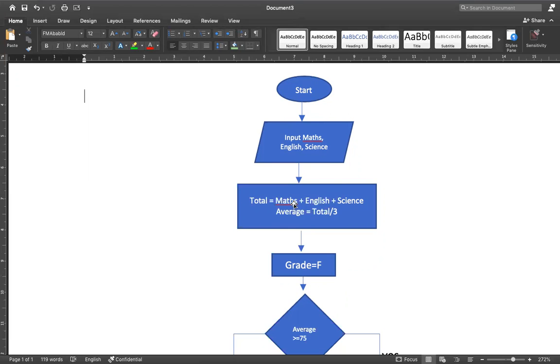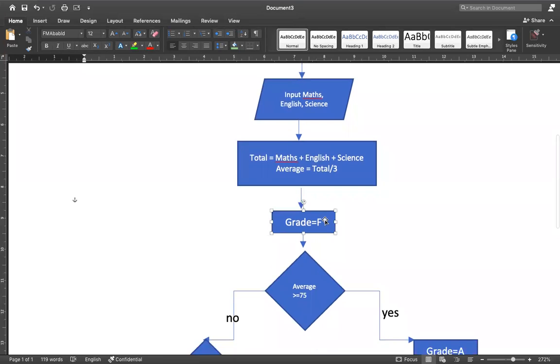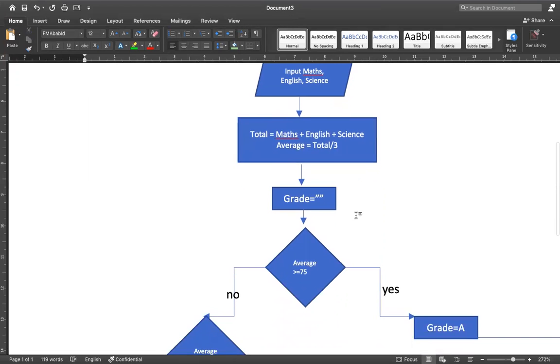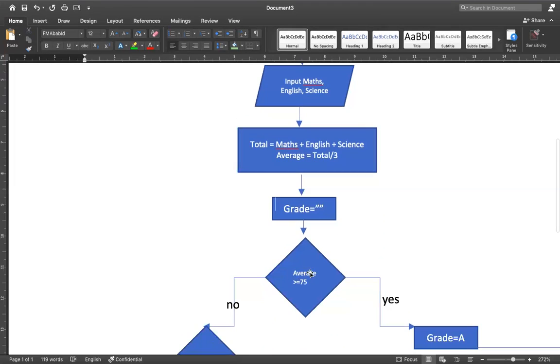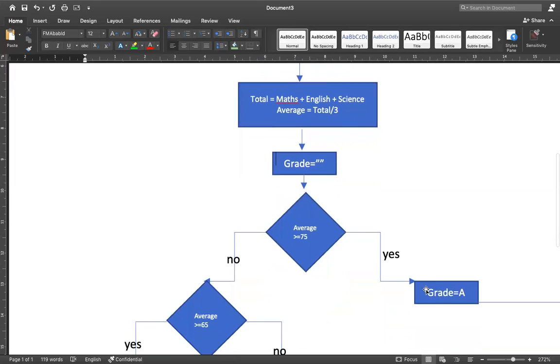So total equals maths plus English plus science marks, and average equals total divided by 3. Grade is, initially you can say grade is F, or you can say grade is blank, nothing. Grade is blank, it's empty. But if average is greater than or equal to 75, if yes, grade is A. If not, you have to come and check again.